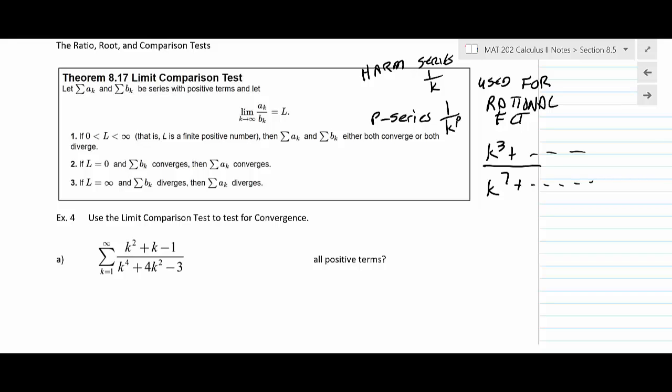But what you do on this is you formulate a ratio of what you're given. A sub k is what you're given. B sub k is what you're comparing it to.